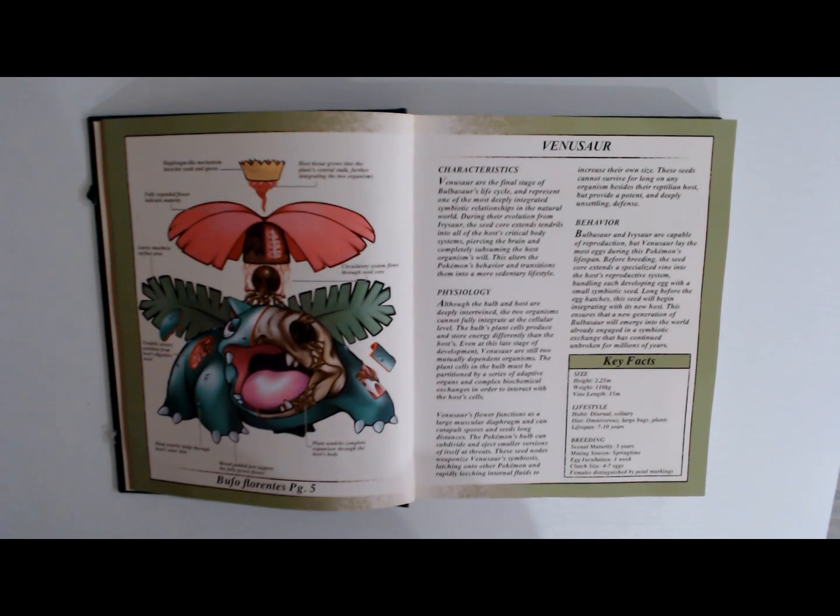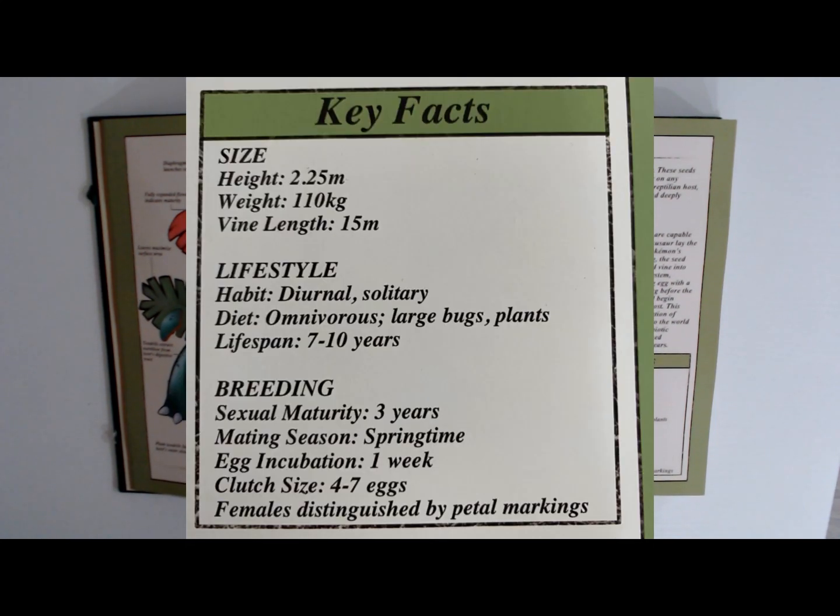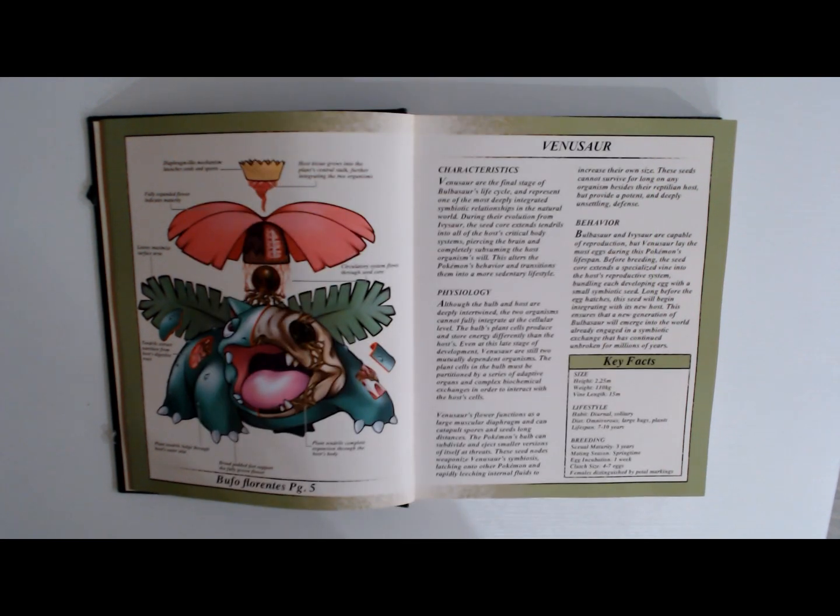Last but not least, in the bottom right corner of your book are the key facts. It goes over some average size, the average lifestyle of Venusaur, as well as the breeding of Venusaur. Breeding is a new section, as usually the third one in facts is abilities. And I wanted to specifically point out that females are distinguished by petal markings. Cute little tidbit.